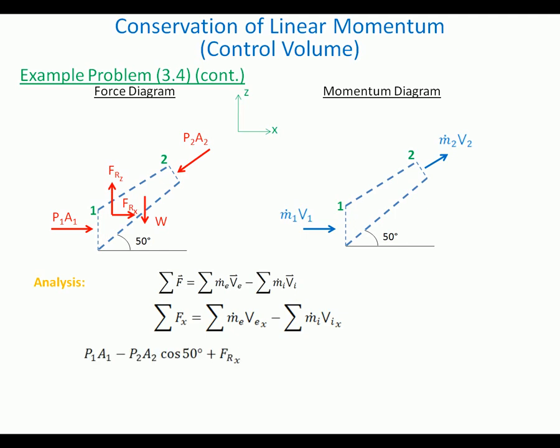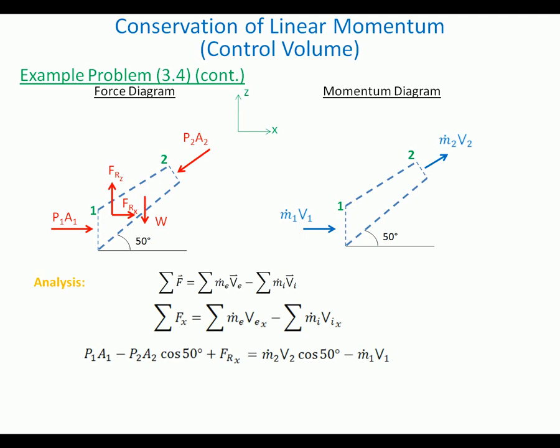So those are all of our forces in the x direction. Now we have to balance that with the momentum. So our momentum at the exit, we've got V1 exit is 0.2. It's also coming out at an exit angle, and we only want the x component, so we're going to multiply it by cosine of 50 as well, and then we subtract the inlet momentum.